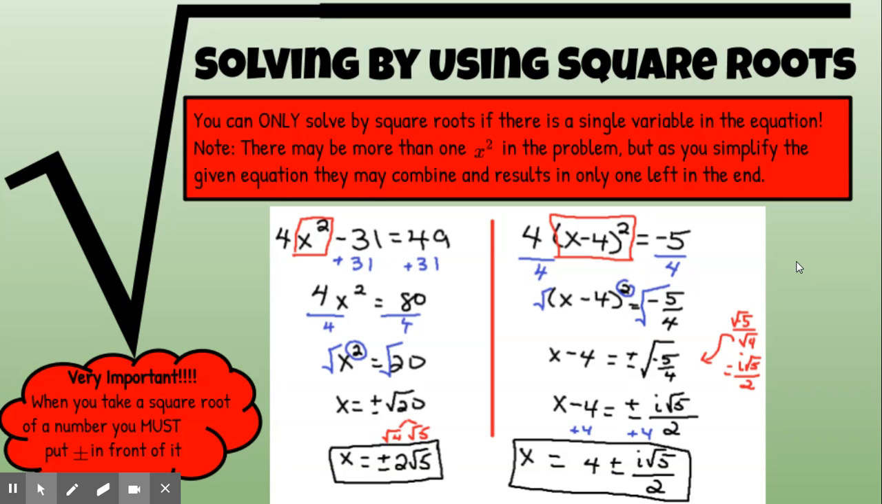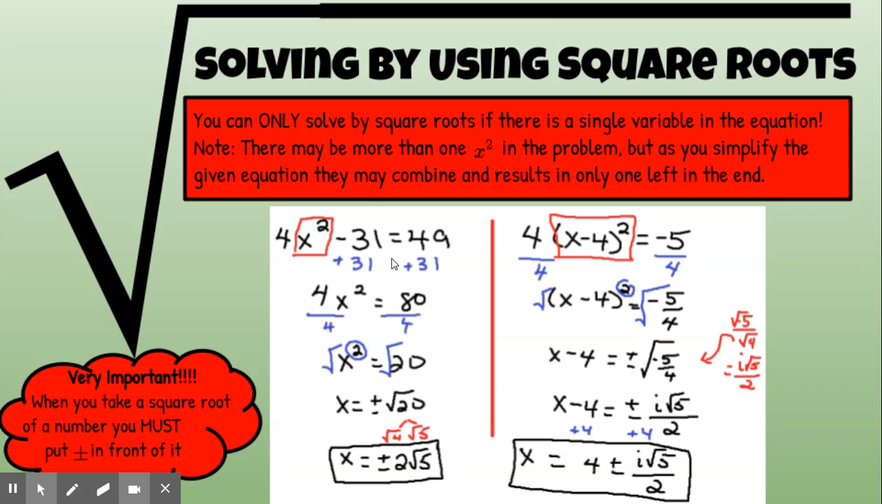Solving by using square roots, that is only if you have a single variable in your equation, meaning you might have an x squared and nothing else, or you should have an x squared and nothing else. You shouldn't have a single x term. You might have 2 x squareds in the problem, but as you simplify, you might end up combining things, still only being 1 x squared in it.